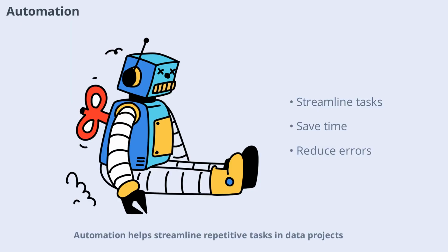Automation helps streamline repetitive tasks in data projects such as data cleaning, model training, or reporting. By automating these steps, teams can save time, reduce errors, and focus on higher-level analysis and decision-making.